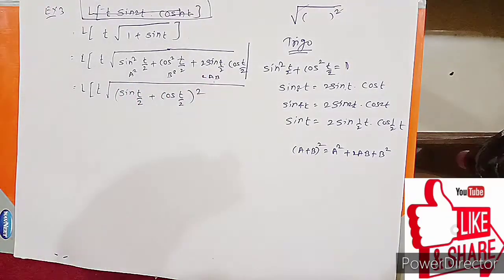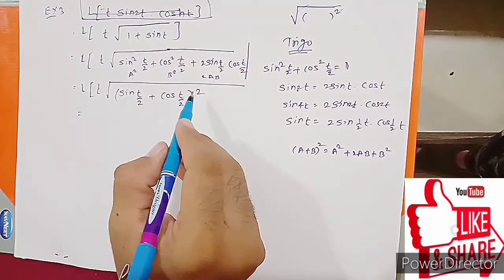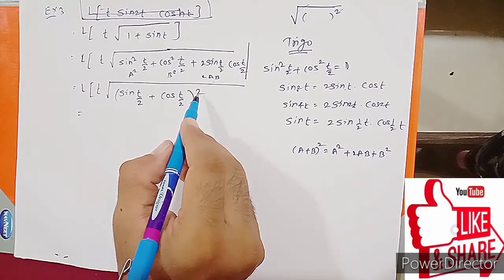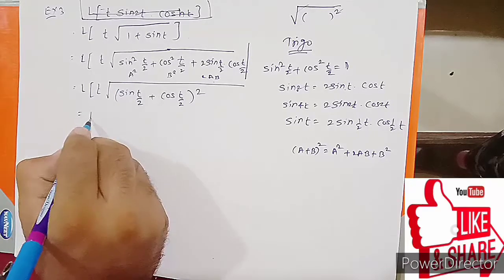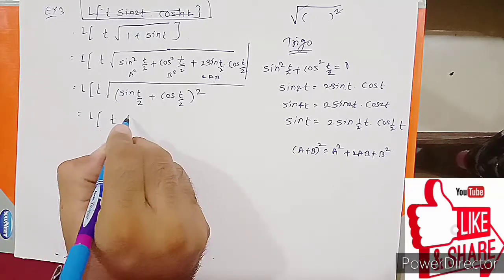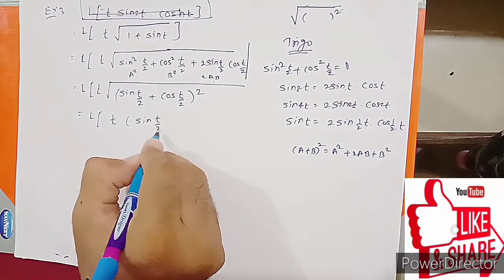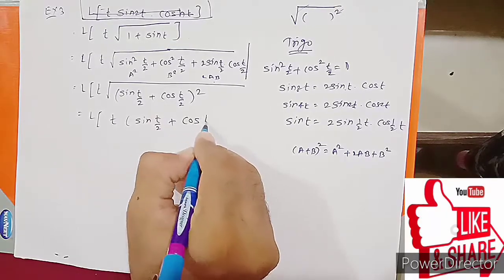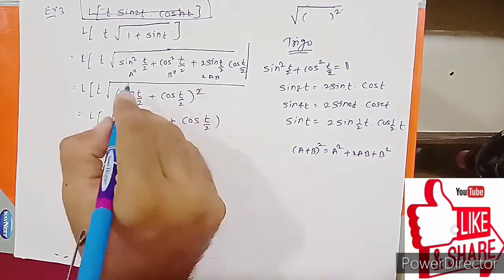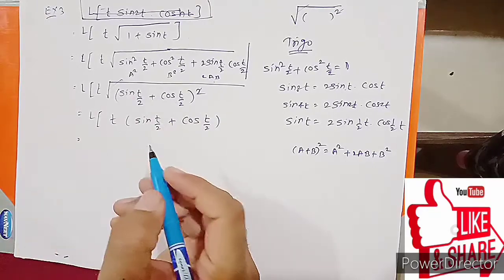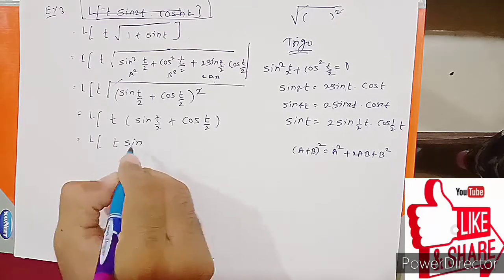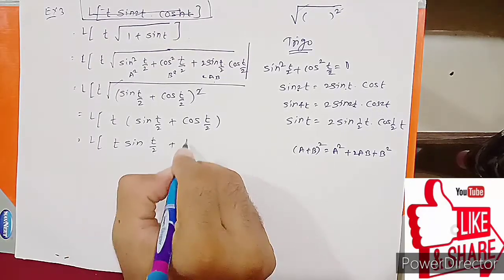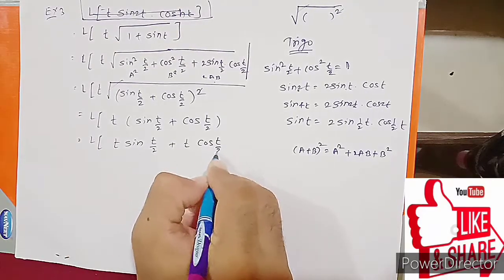So we are just replacing expansion into the bracket form. Okay, now we can reduce, we can cut, we can remove root with the square. So what is the remaining? t (sin t/2 plus cos t/2), okay, because that square and root will be cancelled, so t is multiplied in both the terms. So t sin t/2 plus t cos t/2, right?